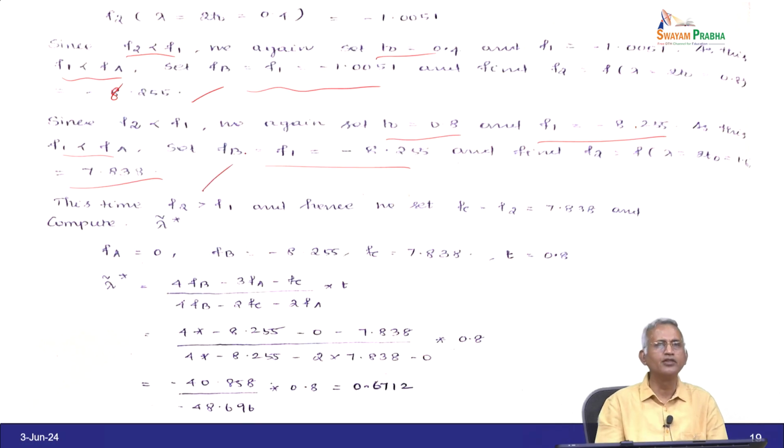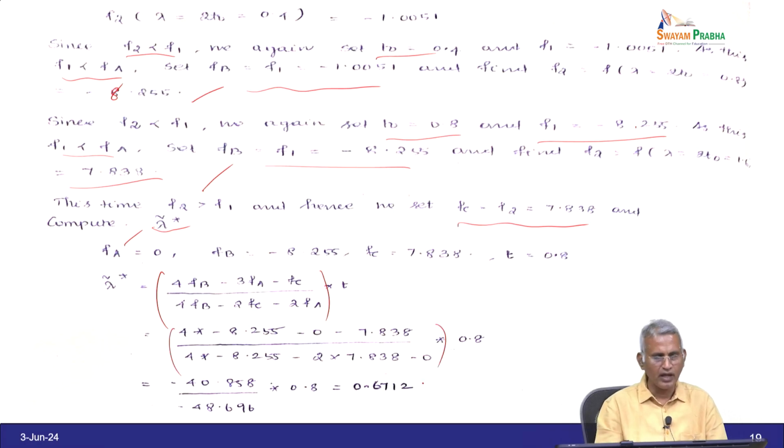So, this time F2 is greater than F1 and hence no set Fc minus F2 equal to 7.838 and compute lambda star tilde. So, here F of A equal to 0 and Fb we got it, Fc also we got it, right. So, T naught equal to 0.8. So, we know Fa, Fb and Fc and substitute: lambda star tilde equal to (4Fb minus 3Fa minus Fc) by (4Fb minus 2Fc minus 2Fa) into T.